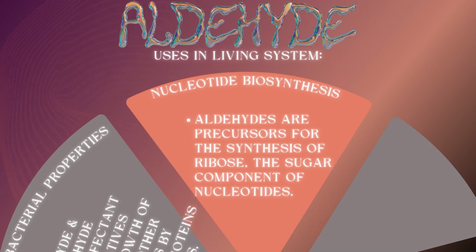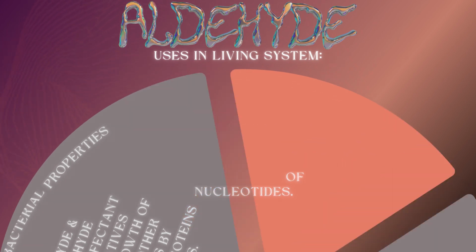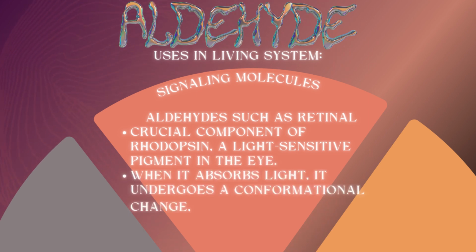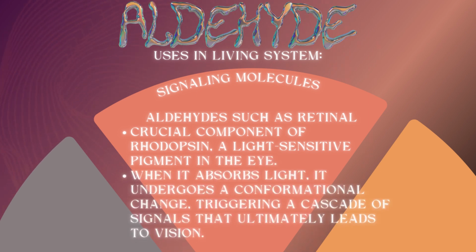Moreover, aldehydes are also precursors for synthesizing ribose, the sugar component in nucleotides, and the process is called nucleotide biosynthesis. Aldehydes, such as retinal, are a crucial component of rhodopsin, a light-sensitive pigment in the eye. When it absorbs light, it undergoes a conformational change, triggering a cascade of signals that ultimately leads to vision.